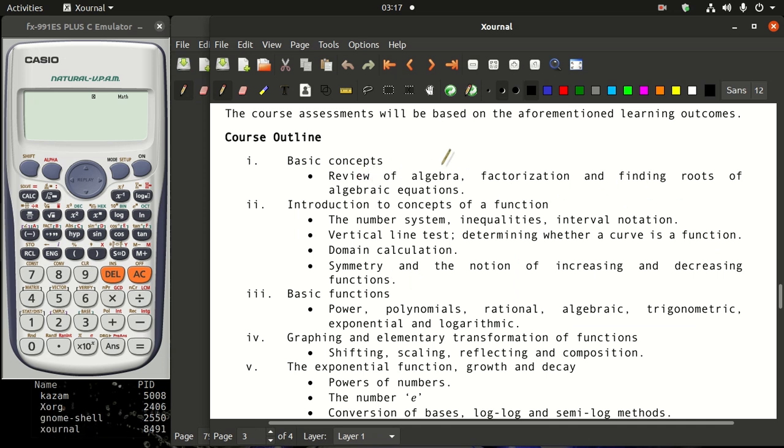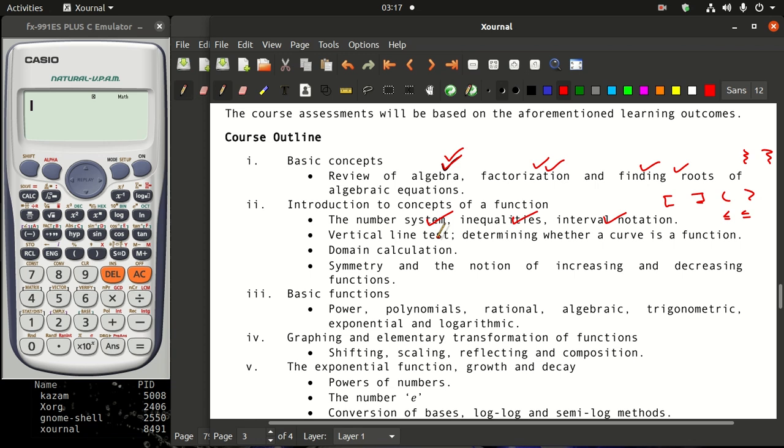We did the review of algebra. One thing for sure, we did it. And then factorization, we did it. Finding roots, we did it. Algebraic equations, okay. And then the number system, rational numbers, irrational numbers, we did that. Inequalities, we did them. Interval notation, whereby we're talking about this or that set of things, we did that.